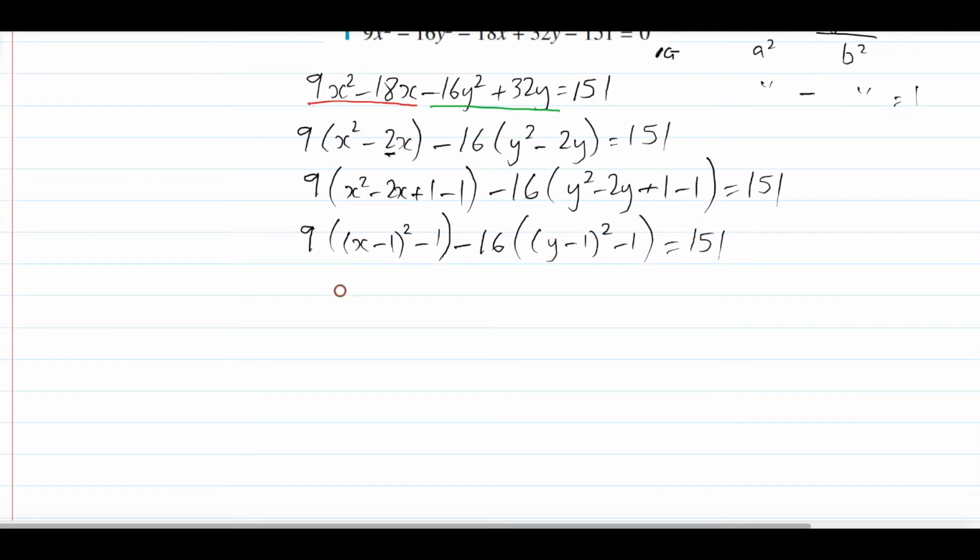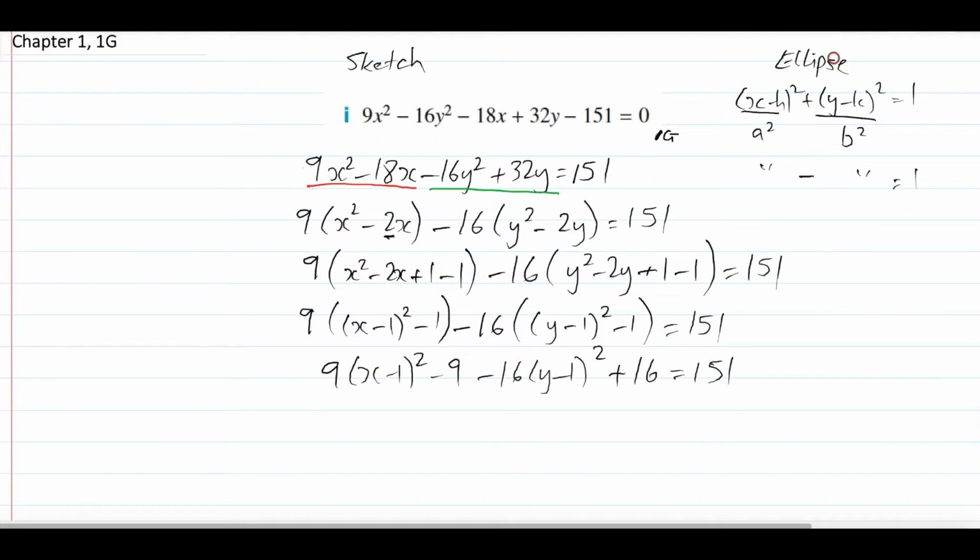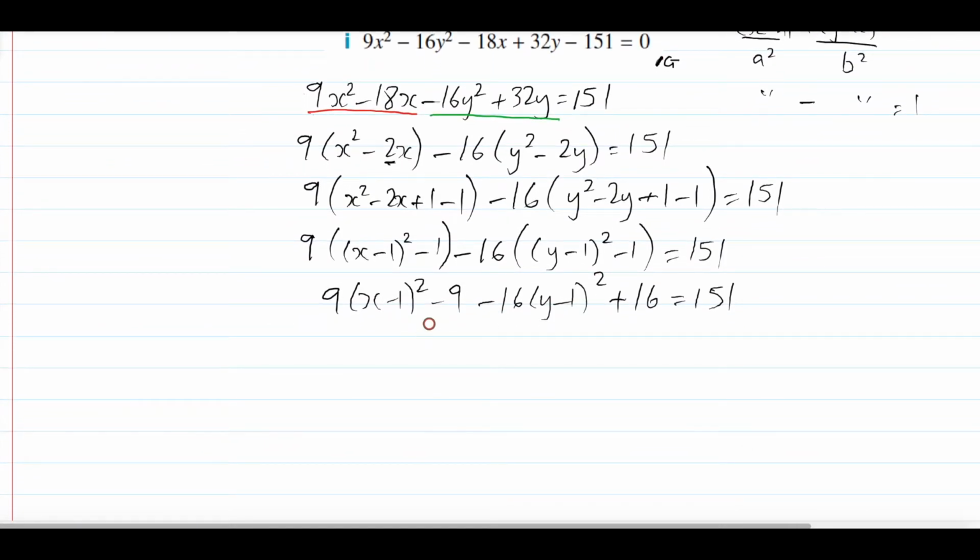And then afterwards, what we do is we expand the bracket. 9 (x minus 1) squared minus 9, minus 16 (y minus 1) squared plus 16 equals 151. Okay, and the moment you see this, you should be quite happy because now you have (x minus 1) squared and (y minus 1) squared. That is starting to look like the general formula now. That's looking good. So what we do afterwards is bring the negative 9 and the plus 16 to the other side so that we get rid of the numbers on the left hand side.